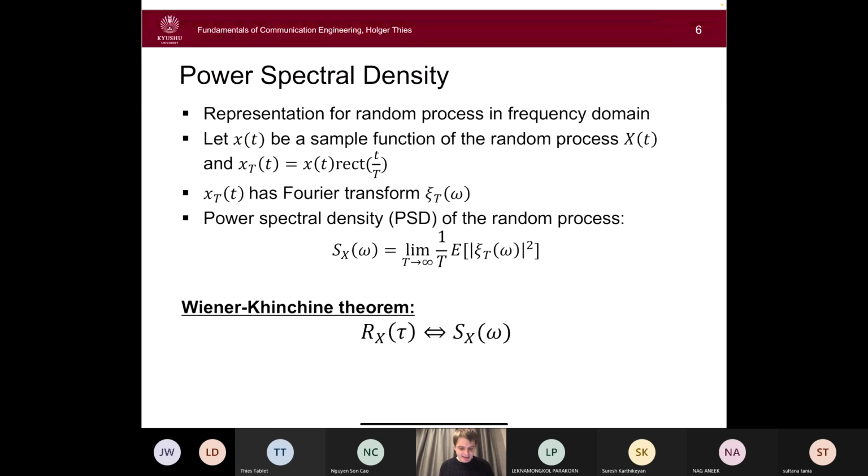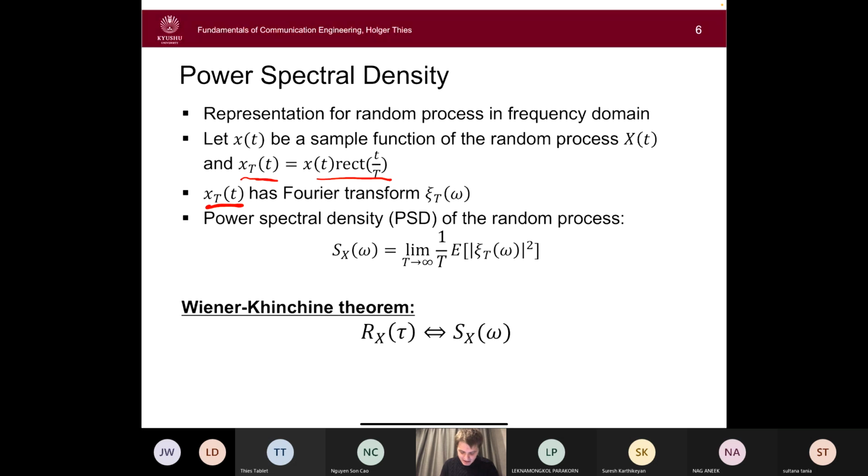So what is power spectral density? Power spectral density is a representation for random processes in the frequency domain. And this is just what I just did. We take sample functions and restrict the sample function to some fixed time interval T by multiplying by the rectangular impulse function. And then we can compute the Fourier transform of this function.